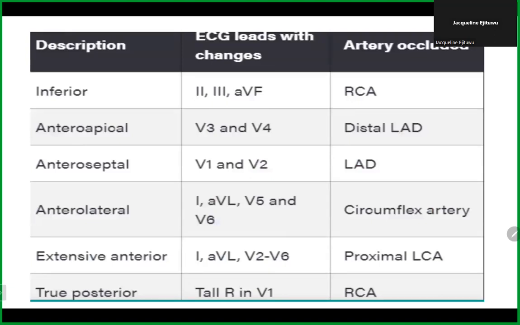Okay, this is just a summary of what we've seen on the ECG. The only addition is that in posterior wall myocardial infarction, in addition to the changes on the inferior leads, there's usually a tall R in V1, which is also as a result of right coronary artery occlusion, usually posterior descending artery involvement. Next slide, please.